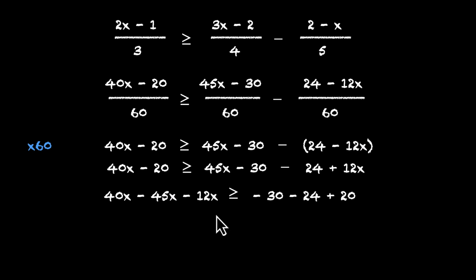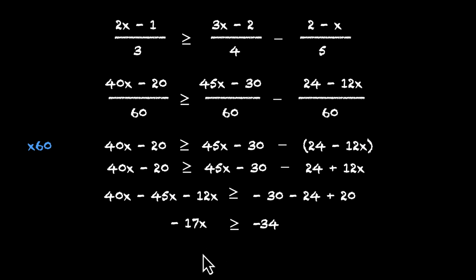Okay. Now let's simplify. 40 minus 45 is minus 5. Minus 5 minus 12 is minus 17. So this is minus 17x. That's greater than or equal to minus 30 plus 20 is minus 10. Minus 10 minus 24 is minus 34. That's minus 34.